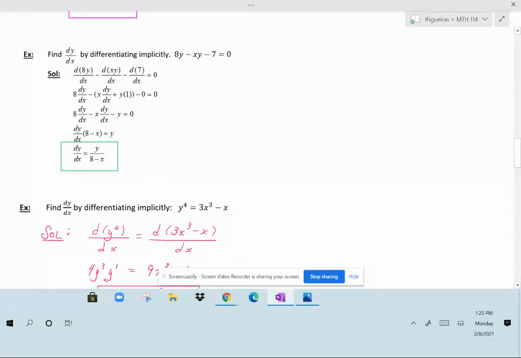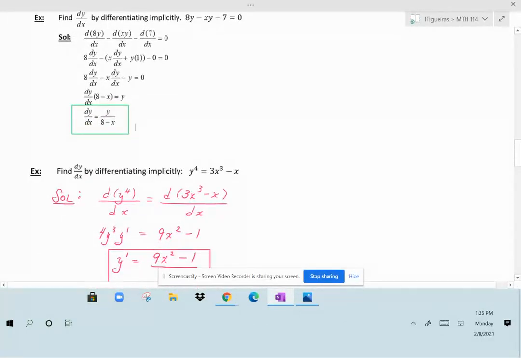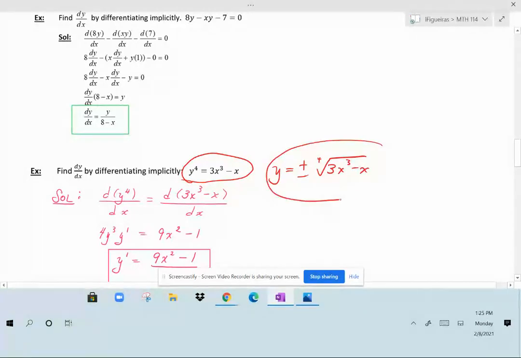Okay, here's another. So again, you can't just say y equals. If I did try to solve this, when you take the fourth root, you would have plus or minus the fourth root of 3x cubed minus x, which means if you tried to apply this explicitly, you would have two different derivatives. So you're better off leaving it like that and just getting one answer.